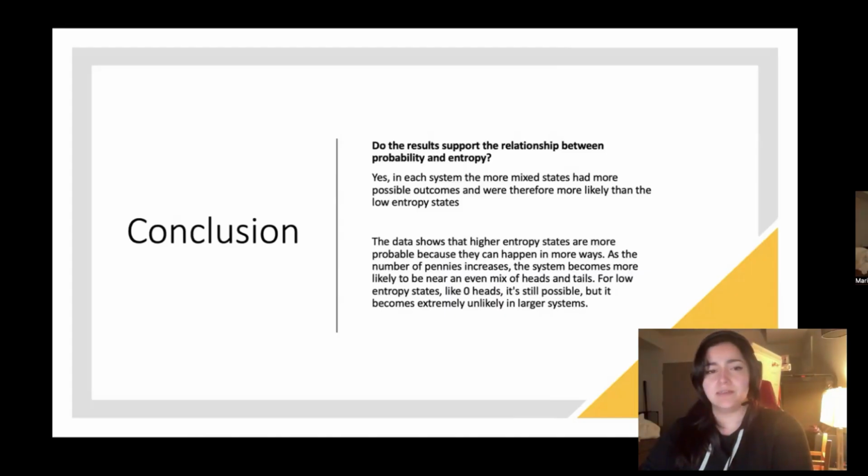And my conclusion: the data shows that higher entropy states are more probable because they can happen in more ways. As the number of pennies increases, the system becomes more likely to be near an even mix of heads and tails. For low entropy states like zero heads, it's still possible, but it becomes extremely unlikely in larger systems.